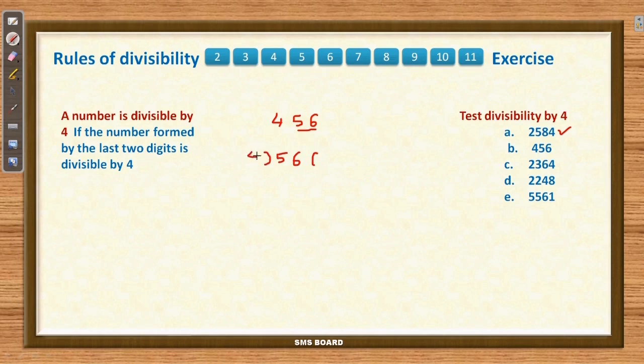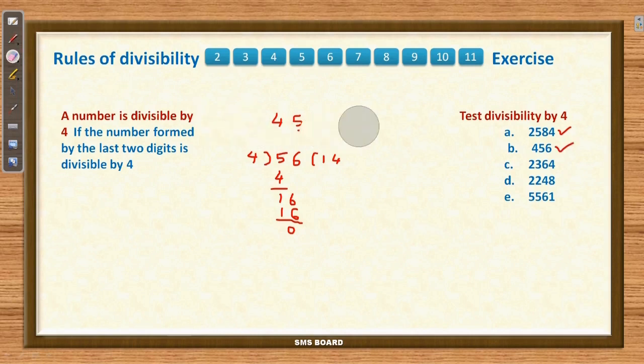Out of 5, 4 will go in one time. So 5 minus 4, 1. So 6 down. Then out of 16, 4 times. So it is 16. Remainder is 0. That means 56, last two digits 5 and 6, 56 is the number formed by the last two digits of the number. That 56 is divisible by 4. So this number is divisible.